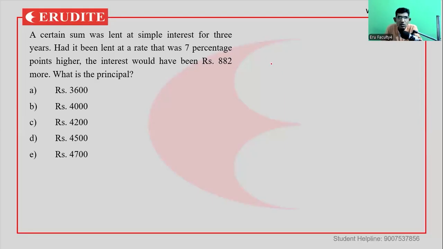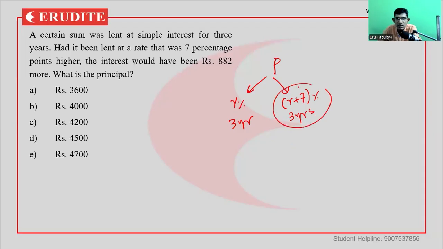So this is a principal. That means if you keep it at R%, and also if you keep it at R plus 7%, in both cases it is for 3 years. Then what will happen? In this case, your interest would be rupees 882 more. So I can solve the question by applying the formula, but that will take slightly longer.